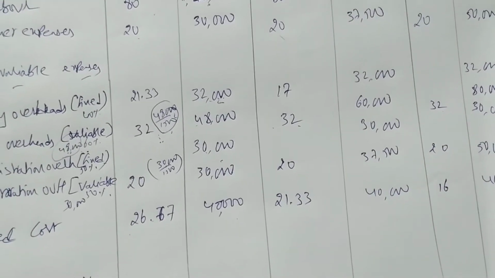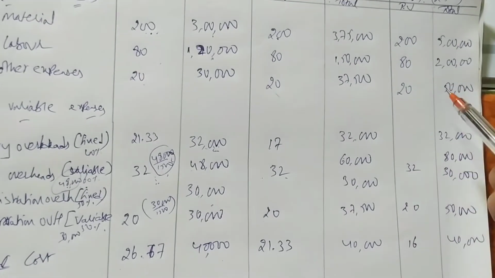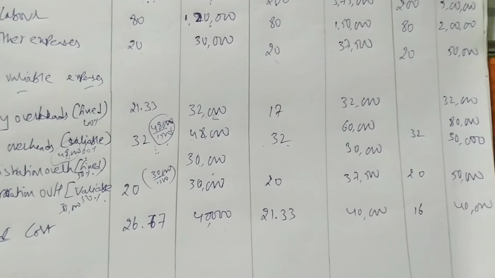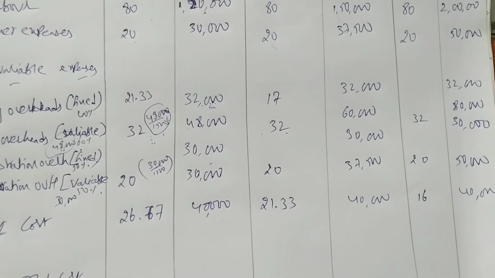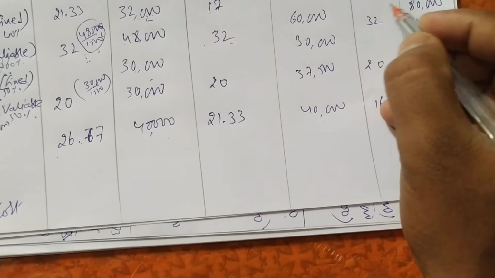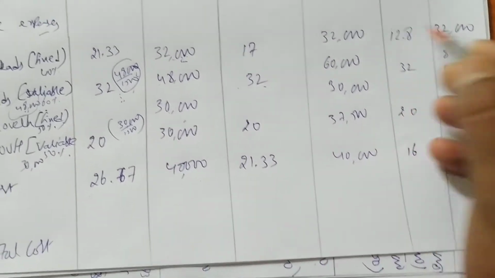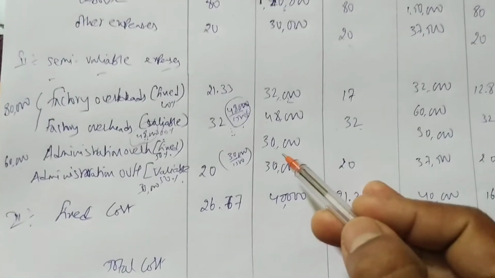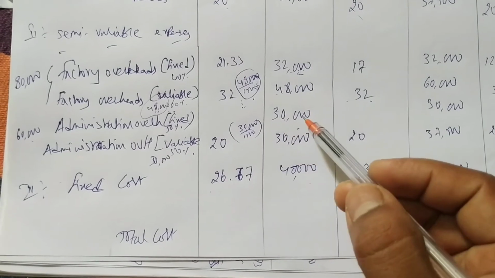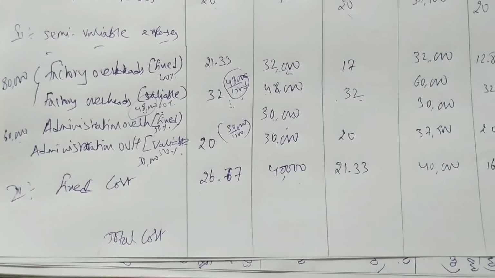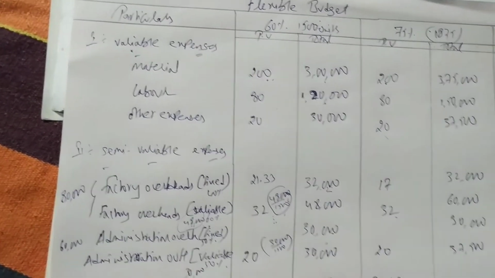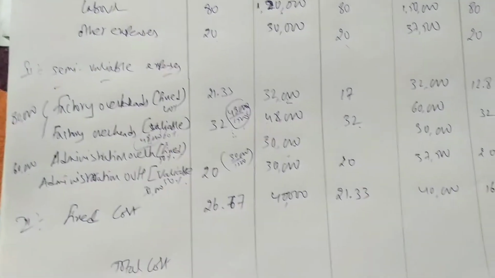Okay. Next, 32,000 divided by 2,500. So I am getting 12.8. Easy. Again we have to find out the administration overheads per unit. So 30,000 divided by 1,500. You get 20 here.